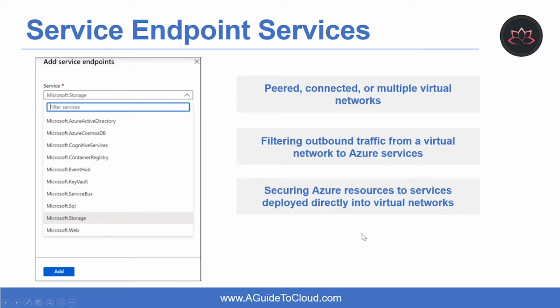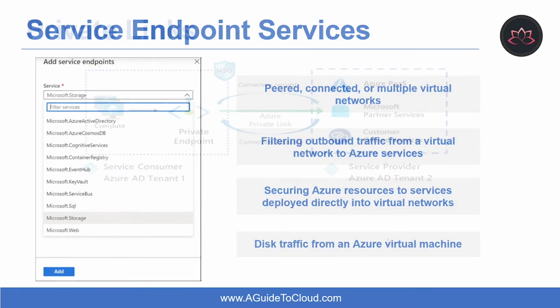Another scenario is securing Azure resources to services deployed directly into virtual networks. You can directly deploy various Azure services into a specific subnet in a virtual network. The last scenario is disk traffic from an Azure virtual machine. Virtual machine disk traffic for managed and unmanaged disks isn't affected by service endpoints routing changes for Azure Storage. This traffic includes disk I/O as well as mount and unmount.